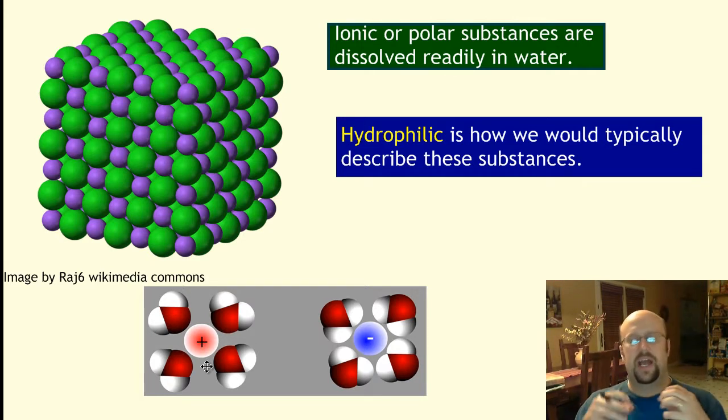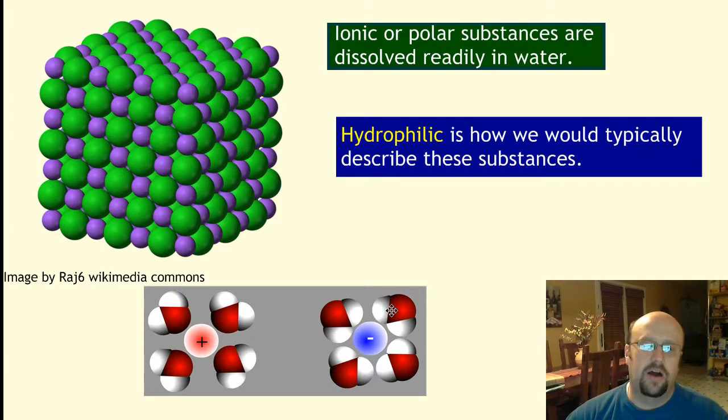And then the same thing is going to happen to the negative chlorides, except that it's going to be the hydrogen ends that are positively charged that are going to surround it and pull it off. Okay, and what we would generally say then is the substances like this, and it's not just ionic compounds, it could be any sort of polar compound, what we would generally describe them as is hydrophilic. Okay, they like water, they dissolve really readily in water.